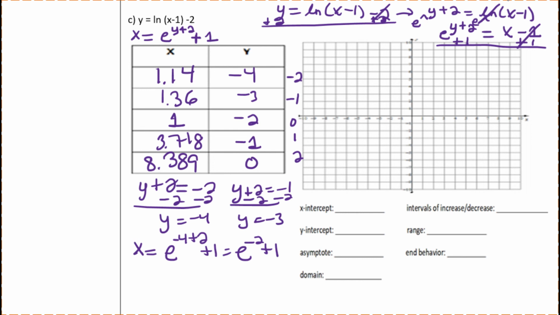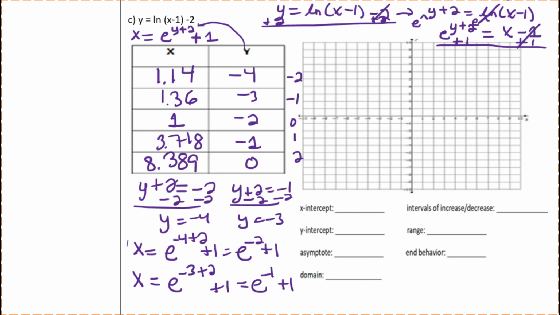So again, how did I get the 1.36? I plugged in y equals -3, so I had e to the -3 plus 2, plus 1, equals e to the -1 plus 1, and I kept doing it for -2, -1, 0, 1, and 2 for the powers of e. And I got those numbers, right? So I just plugged in for y there. Alright, so now we can quickly graph it.